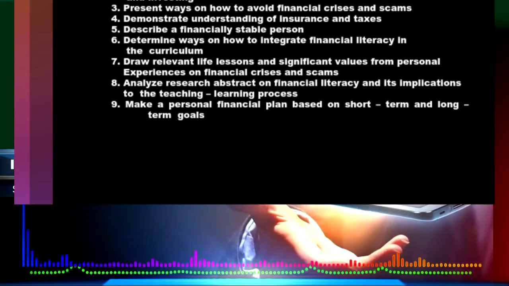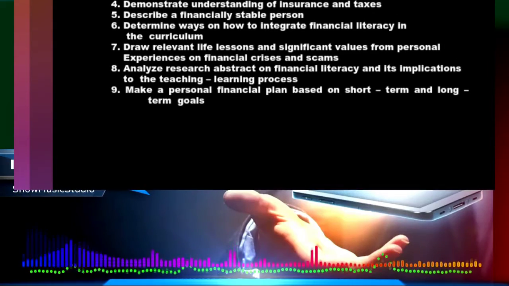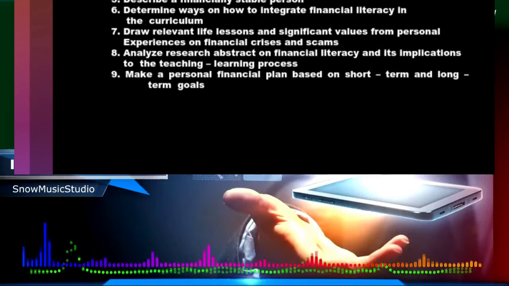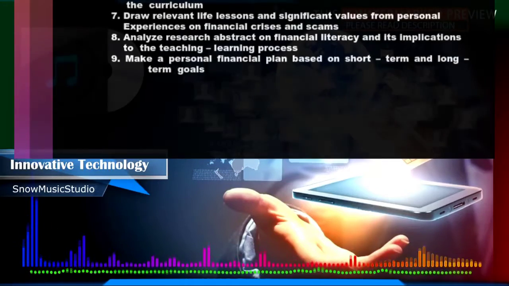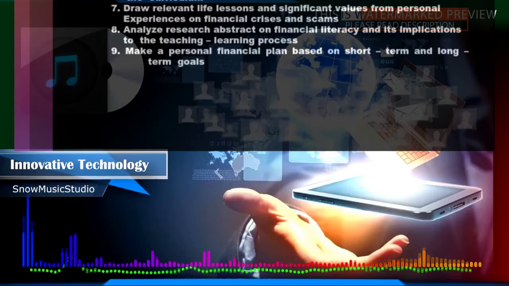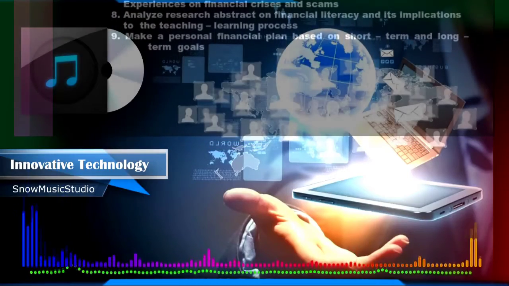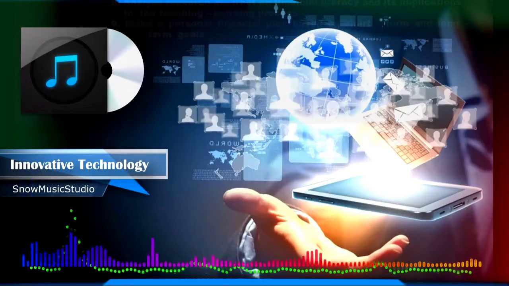Seventh, draw relevant life lessons and significant values from personal experiences on financial crises and scams. Eighth, analyze research abstracts on financial literacy and its implications to the teaching-learning process. Ninth, make a personal financial plan based on short-term and long-term goals.